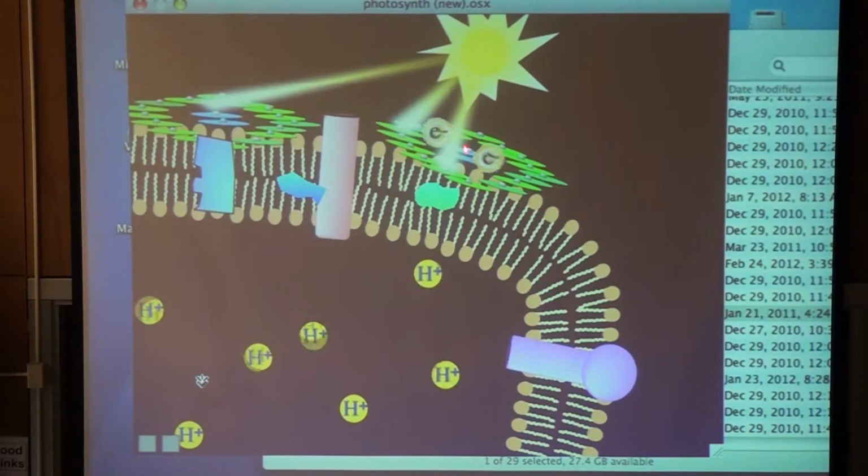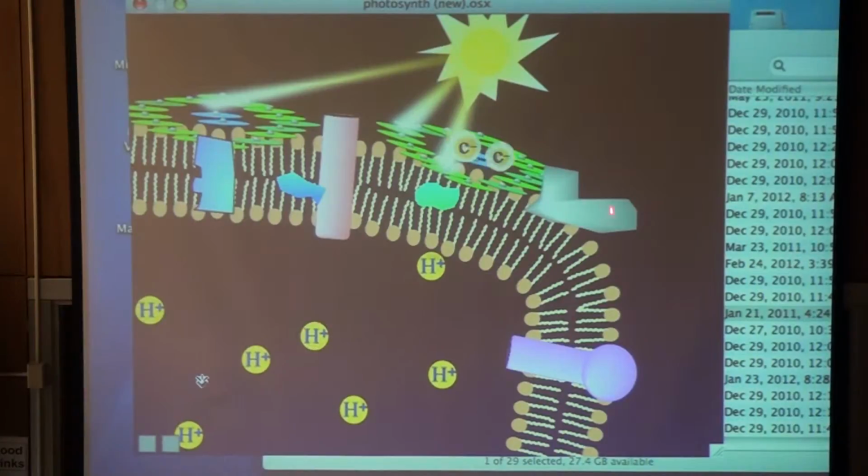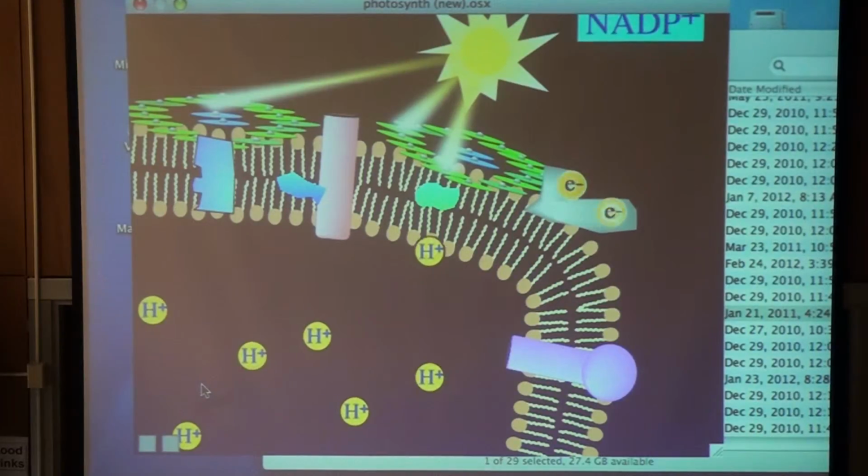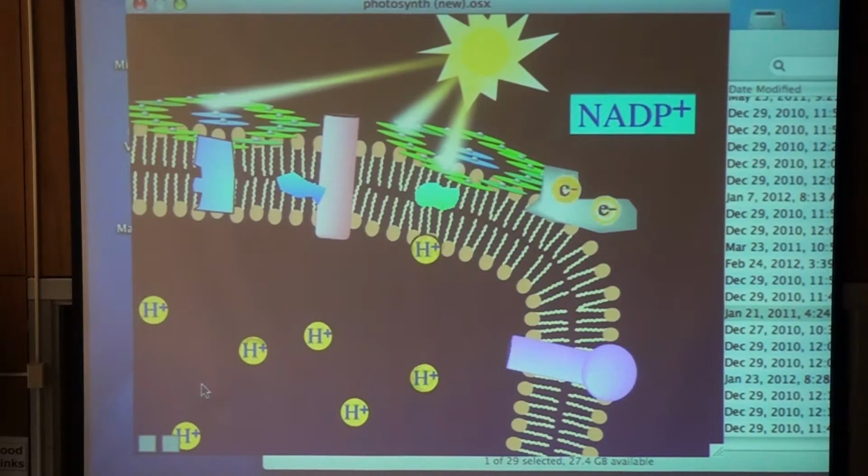The high energy electrons in photosystem 1 are going to be passed on to another protein located right here that's still part of the thylakoid membrane, but it sticks out into the stroma a little bit. And, well, I'll show you what happens. So the electrons move from photosystem 1 to this protein there. And that protein can bind to a molecule called NADP+, which floats around in the stroma.